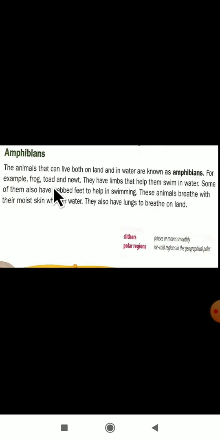Toad and newt. These are some of the examples for amphibians. They have limbs that help them swim in water. Yes, how will they swim in water? They have limbs here. Some of them also have webbed feet to help in swimming.